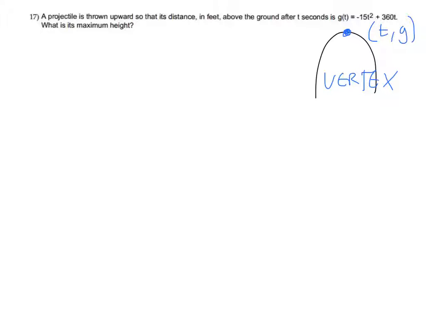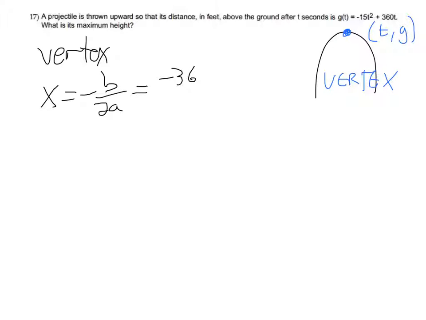So for the vertex, there's a couple of ways that you might know how to find the vertex. I can go over 2 of the 3. I don't want to go over the third because it's a pain. First off, you can go through the formula. X equals negative b over 2a. B being 360, so negative 360, and a being negative 15, 2a would be negative 30, and that reduces to 12. That's x. And then you go for y.